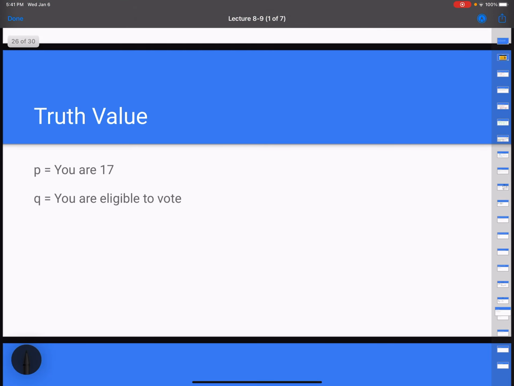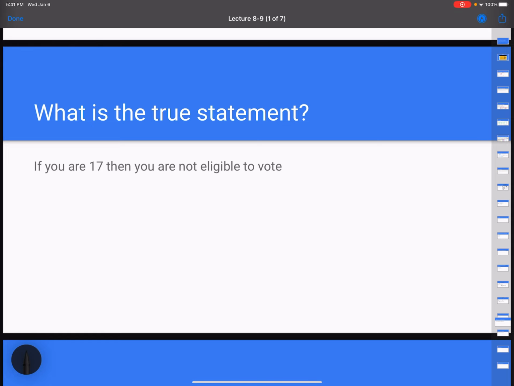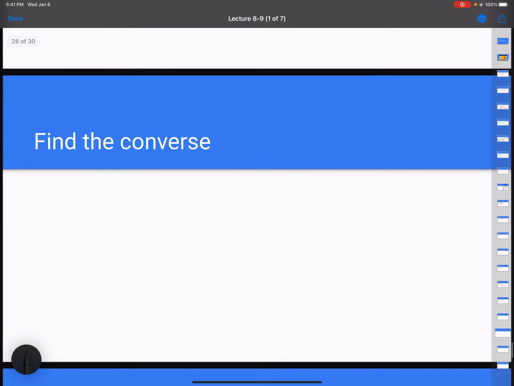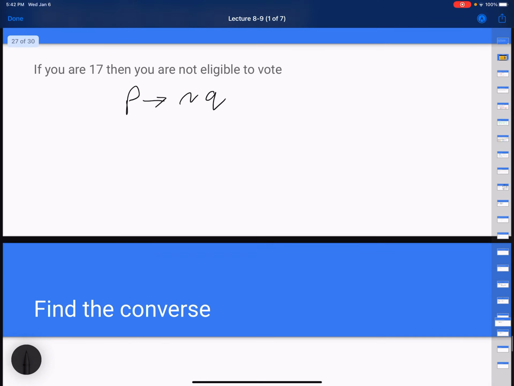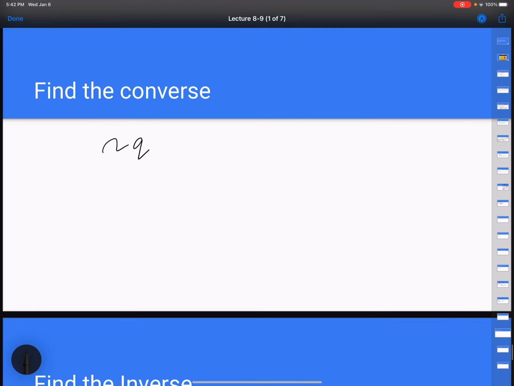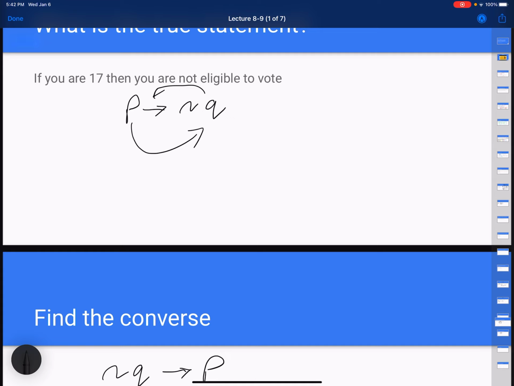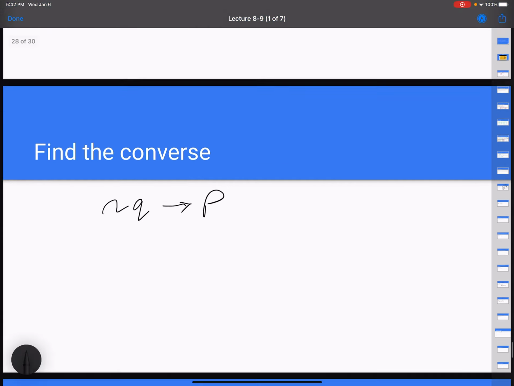So now let's take: you are 17 and you are eligible to vote. That is our P and our Q. The true statement is, if you're 17 years old, you are not yet eligible to vote. Or if I'm writing this in symbolic logic, I have P implies not Q. The converse, remember, is just when we reverse the pieces. So finding the converse, we'll just have not Q implies P. Or if you are not eligible to vote, then you are 17.